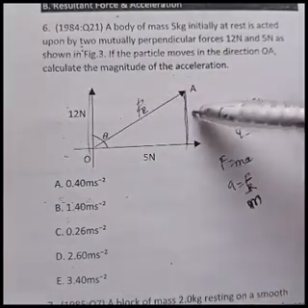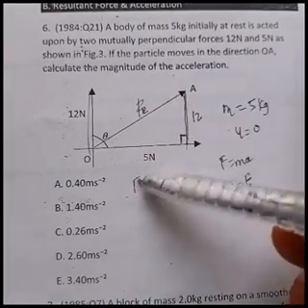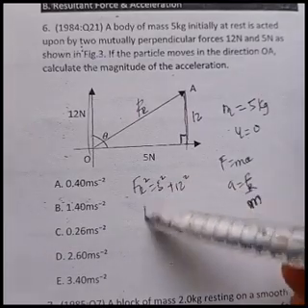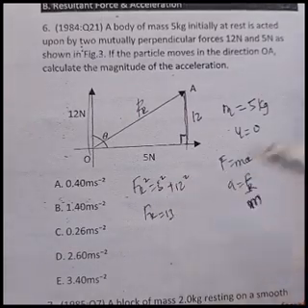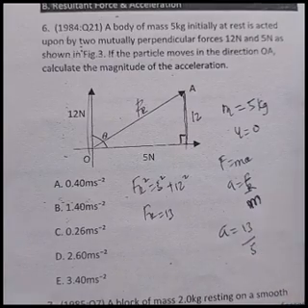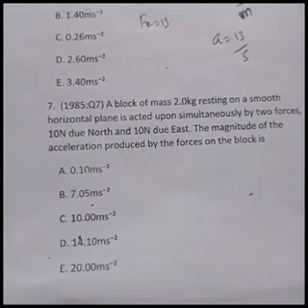If this is 12, this is also 12, 90 degrees. So if you apply Pythagoras theorem, Fr squared equals 5 squared plus 12 squared, then Fr equals 13, a Pythagorean triple. So our a equals 13 over 5, and the answer should be 2.6, option C. Question 7 is similar to question 6.